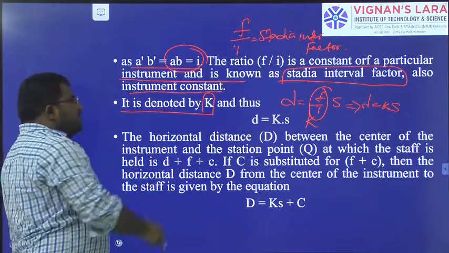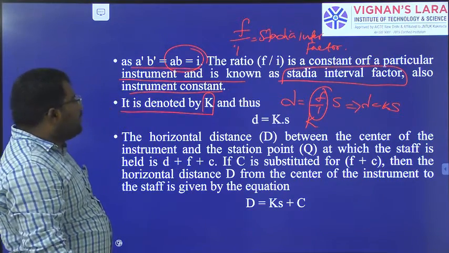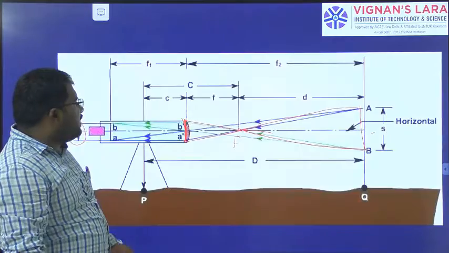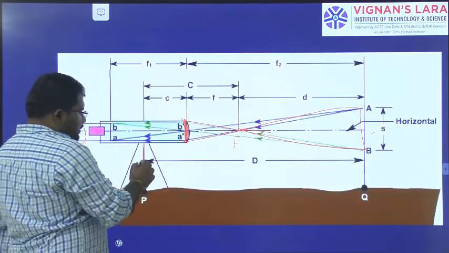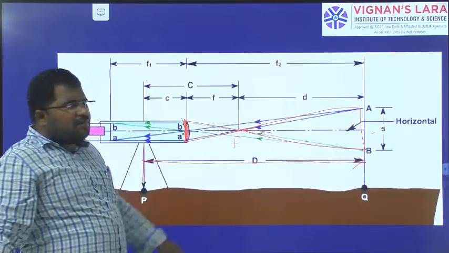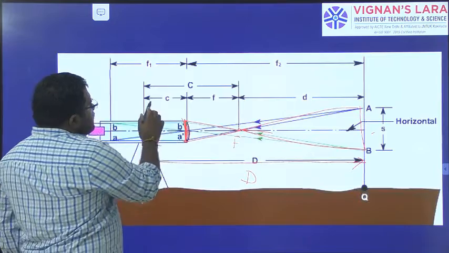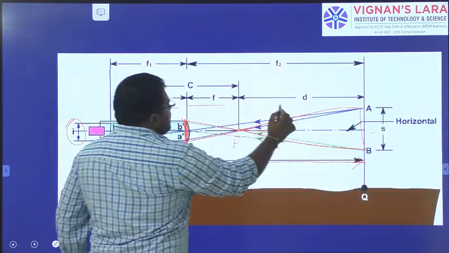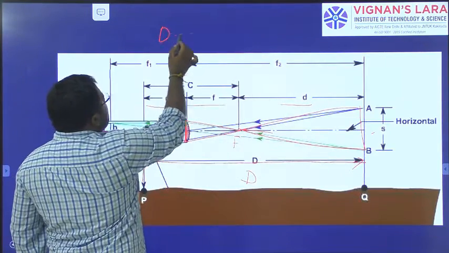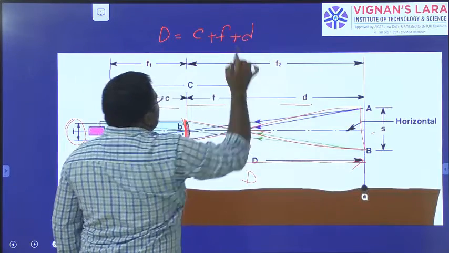Next, the horizontal distance between the center of the instrument and the station point. If you see this figure, from here to here, what is the total distance from the instrument to the staff? That total distance is capital D, right? From here, you see c plus f plus small d. So capital D is equal to small c plus small f plus small d.